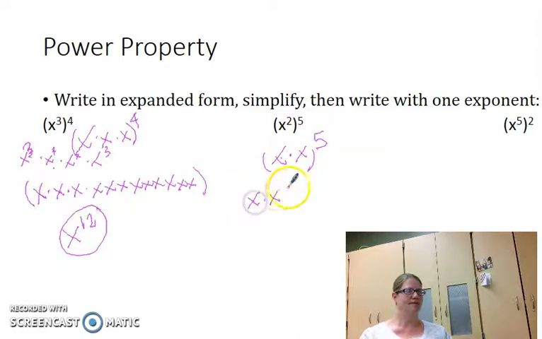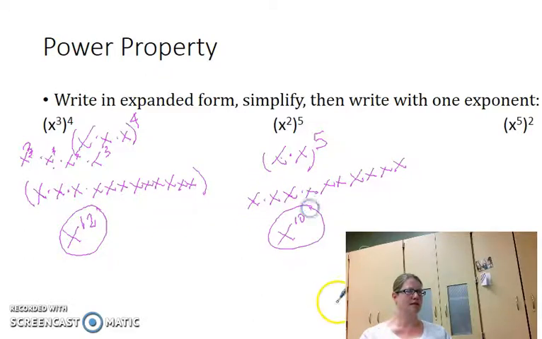So there's 1, x times x. There's 2. There's 3, 4, and 5. So that would give me 2, 4, 6, 8, 10 x's. So I could write that as a single exponent, x to the 10th. Now notice here, if I take 2 and multiply it by 5, I get 10. Notice here, if I take 3 and multiply it by 4, I get 12. So here, x to the 5th squared, I can again just multiply those 2 exponents together, and that's going to give me x to the 10th.